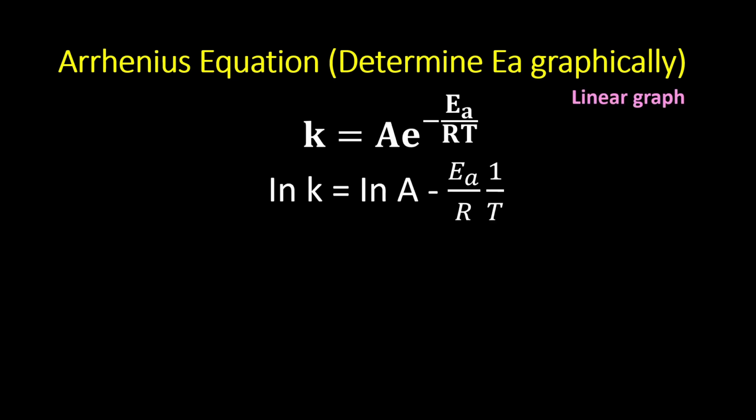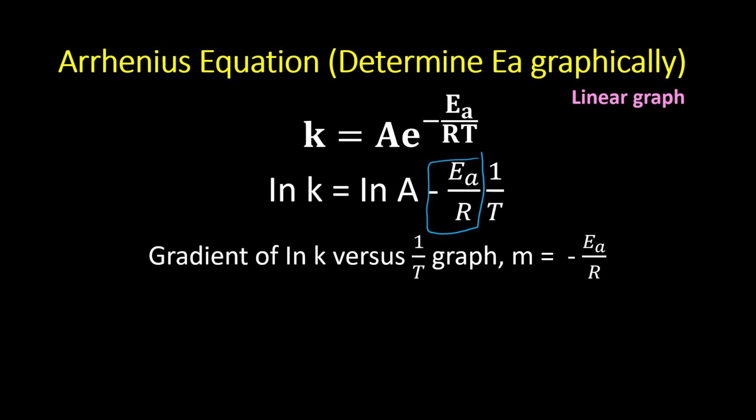From the linear equation derived from the Arrhenius equation, we know that the gradient of the log K versus 1 over T graph is equal to negative EA over R. Therefore, if we want to find the activation energy EA, we just need to multiply the gradient of the graph with the negative gas constant value.